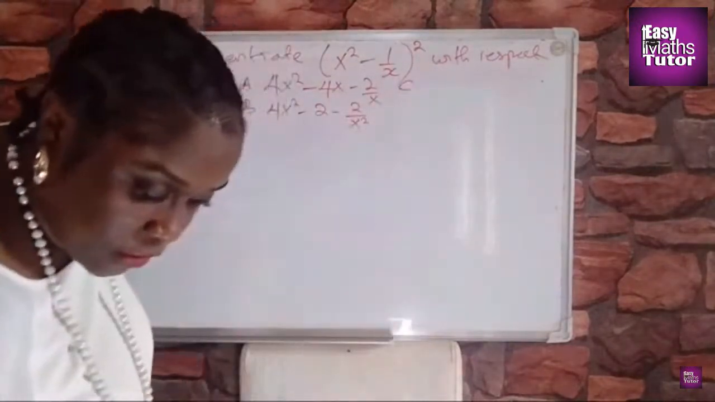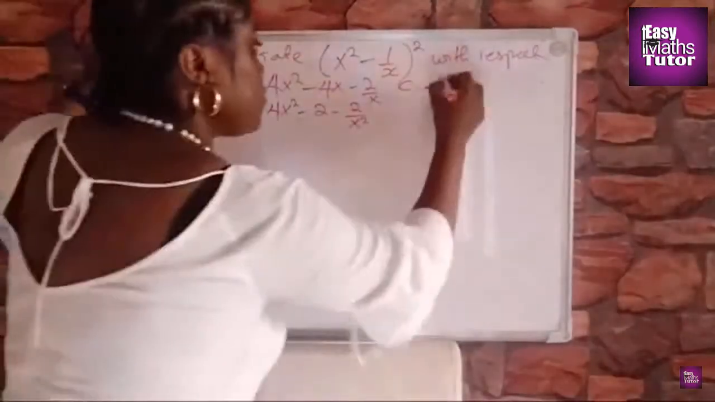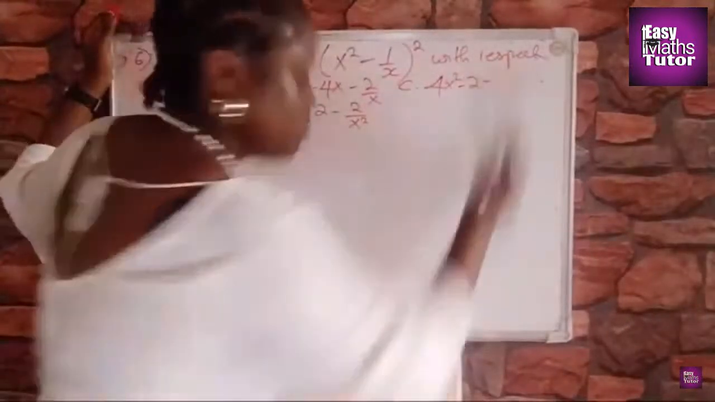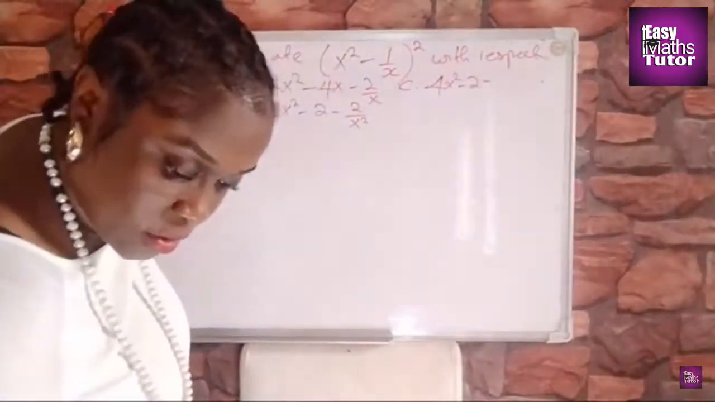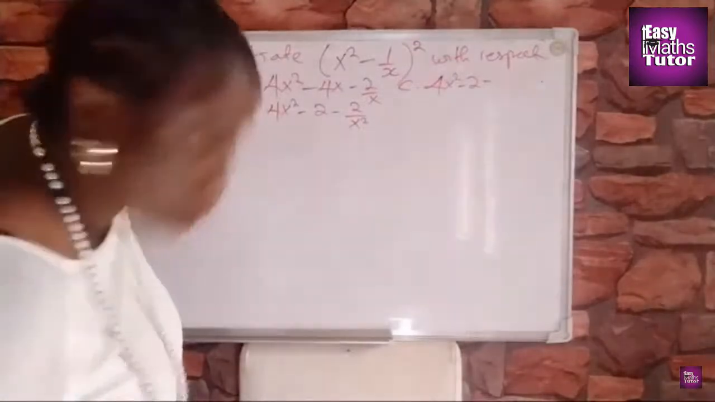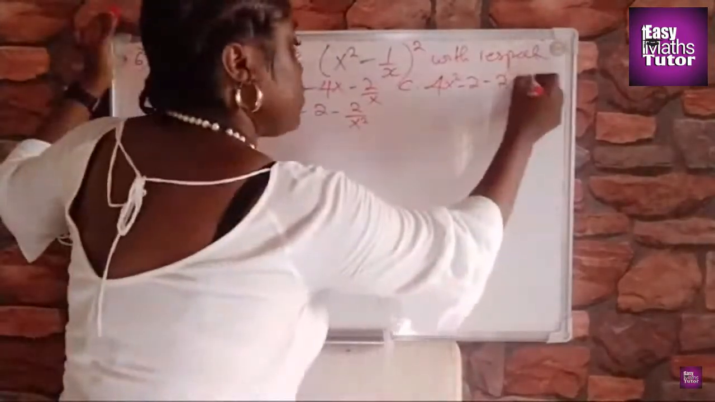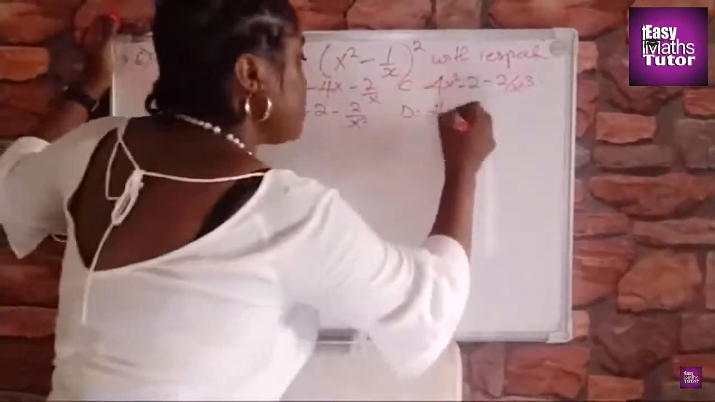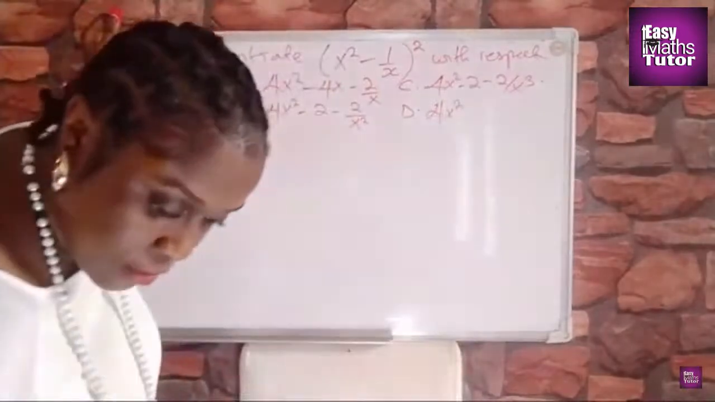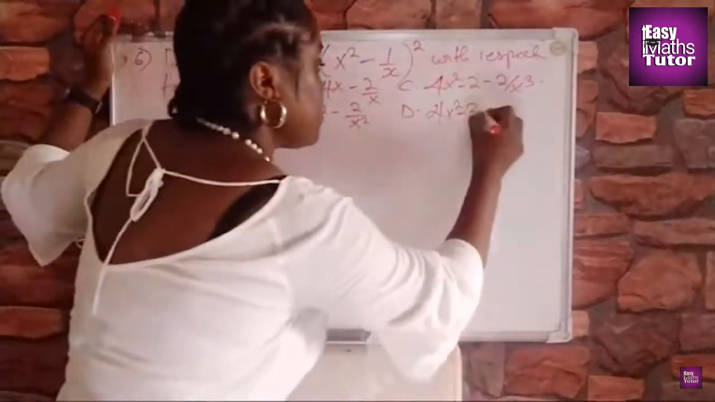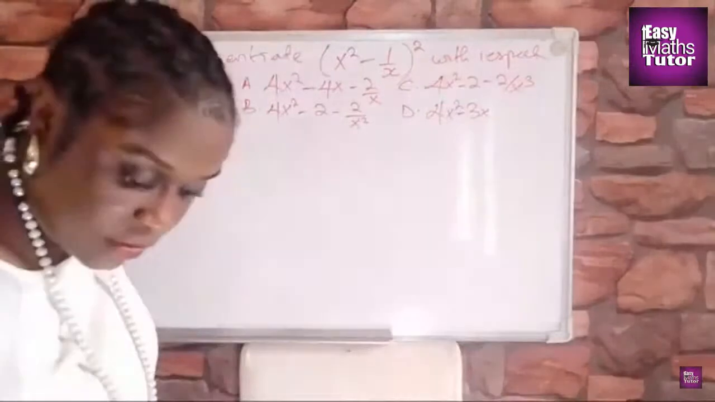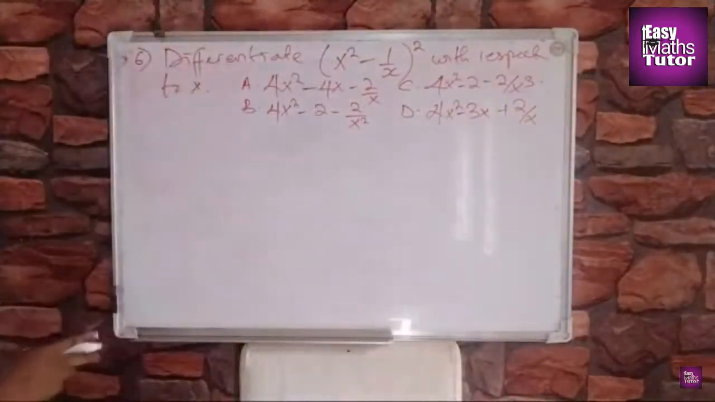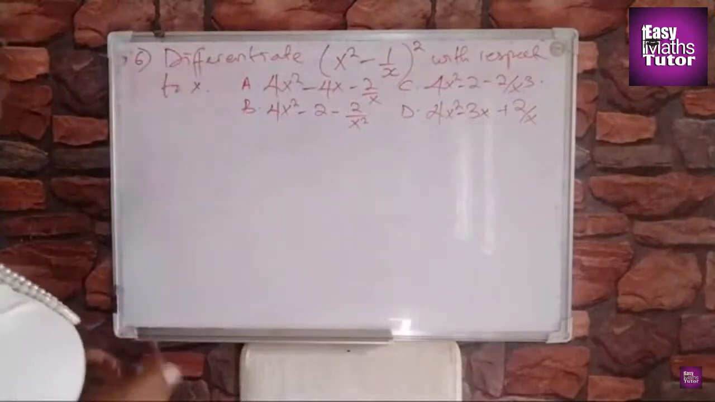Option C gives us 4x squared minus 2 minus 2 over x cubed. And our option D gives us 4x squared minus 3x plus 2 over x. Okay? Minus 3x plus 2 over x.